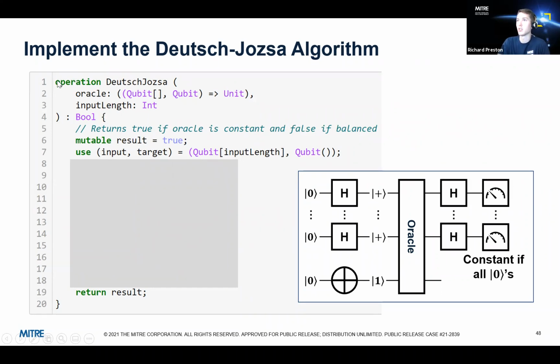Just to explain the scaffolding here, we have a new operation called Deutsch-Jozsa, and this is a little bit interesting. It actually takes the oracle as an argument. So it takes an operation. This is syntax to say any operation where the operation has 2 inputs: one is a qubit array, one is a qubit, and it doesn't return anything. Its output is void, or unit. And then we also have a parameter called input length, which is how many input qubits we have. So you can see down here I'm allocating the input qubits, and this is a slightly new syntax to allocate a qubit array, and then the target qubit here.